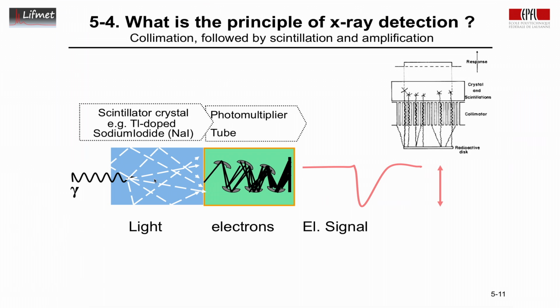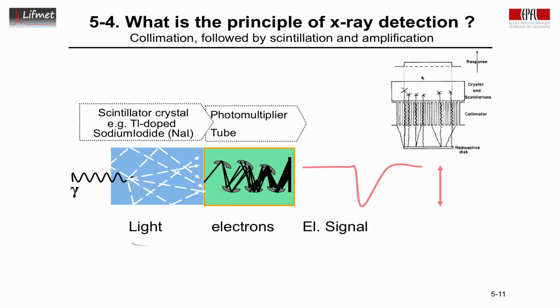So schematically, we have the X-ray interacting with the crystal, conversion to visible light. This visible light is amplified into an electrical signal using a photomultiplier tube. So here's the complete process. Here we have the source, we have the collimator, crystal and scintillators, and then we have the photomultiplier tubes that produce the signal.